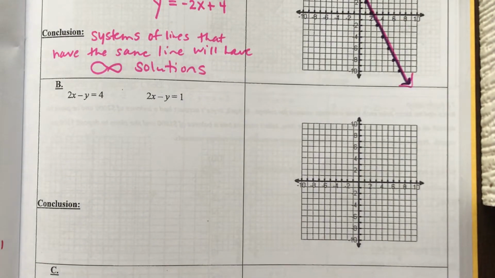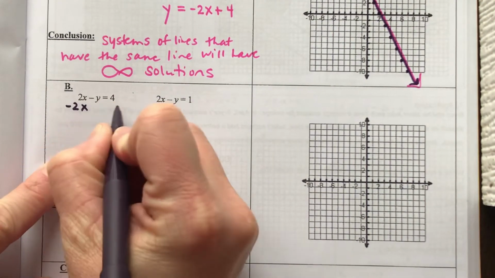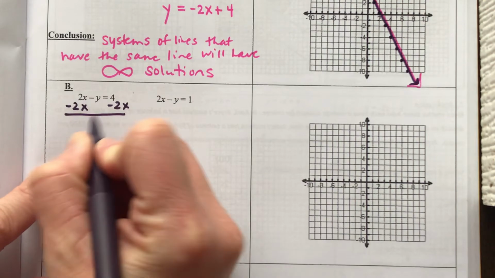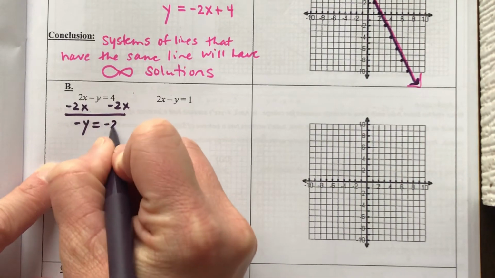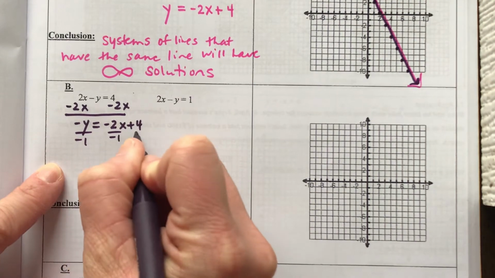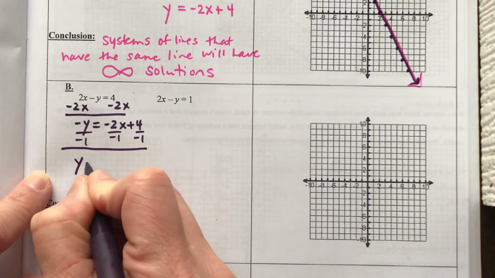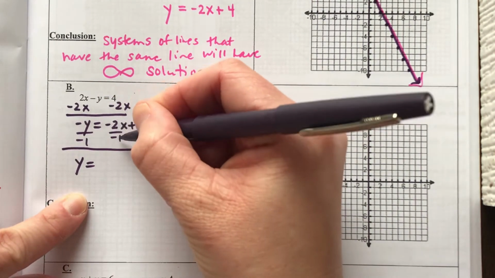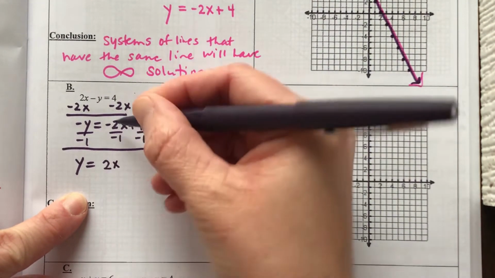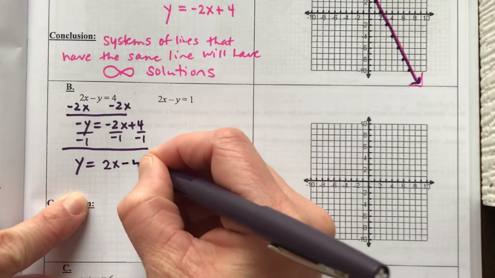All right, now let's try a second system here. Again, I'm going to solve each of these for y to graph. So I'm going to subtract my 2x, and then I'll have negative y equal to negative 2x plus 4. Then I'm going to divide everything by negative 1 because I want y equals, not negative y. So now I have a positive y, a positive 2x because a negative divided by a negative makes a positive, and then 4 divided by negative 1 is negative 4.